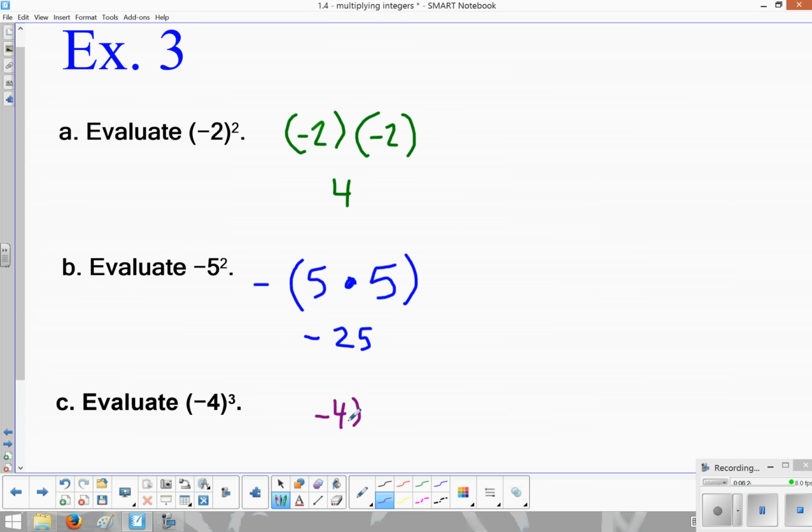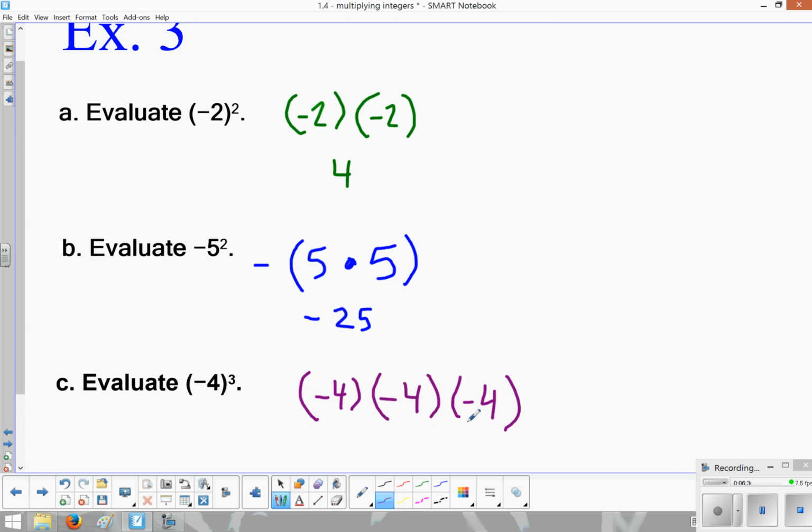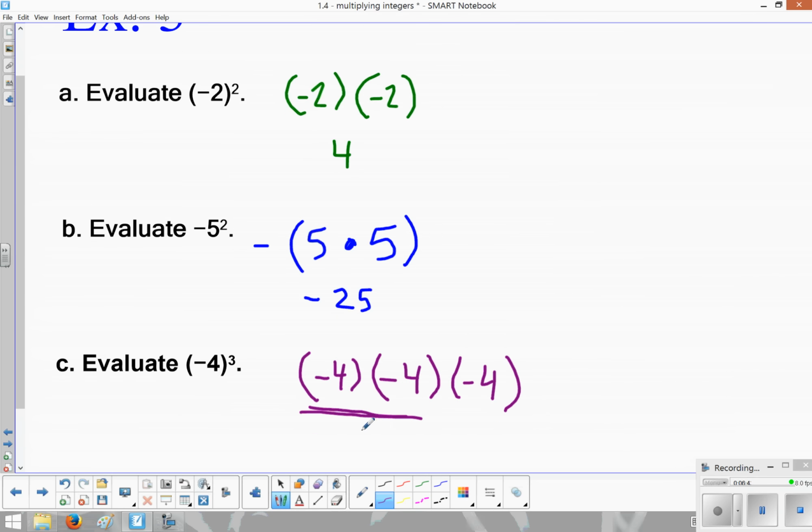How many times? If you said 3, you are correct. Since there's 3 here, the exponent represents 3 times. So we're going to do -4 times -4 times -4. And then what we're going to do is solve them 2 at a time. So what's a negative times a negative? Same. Well, negative times a negative is a positive. And then 4 times 4 is 16. So I have a positive 16.